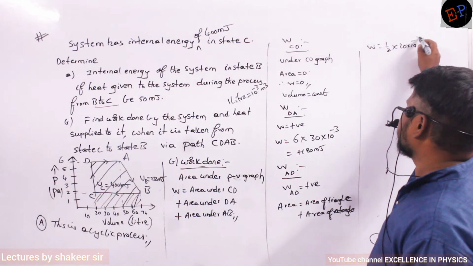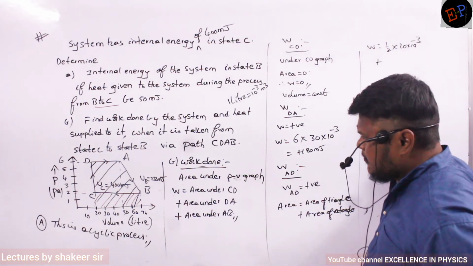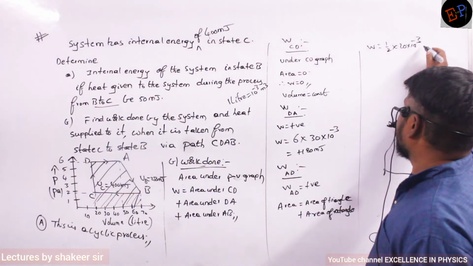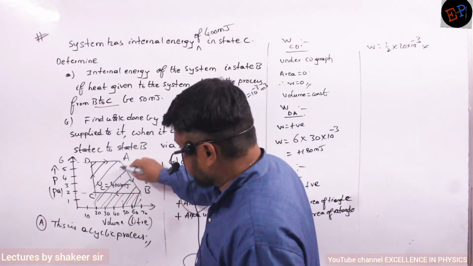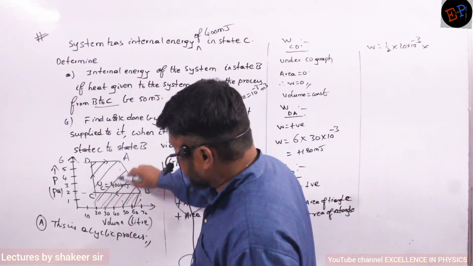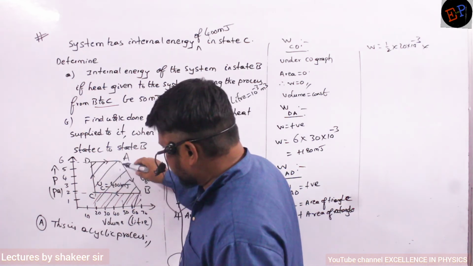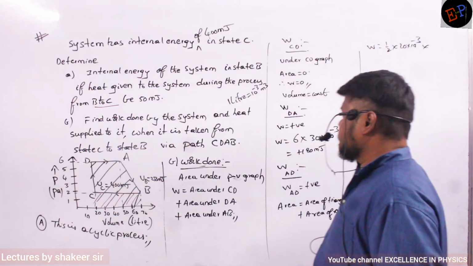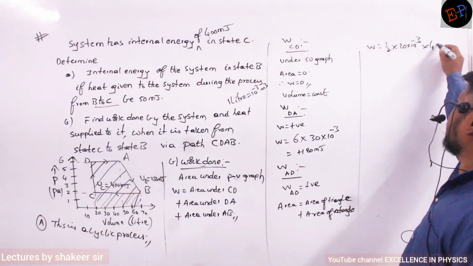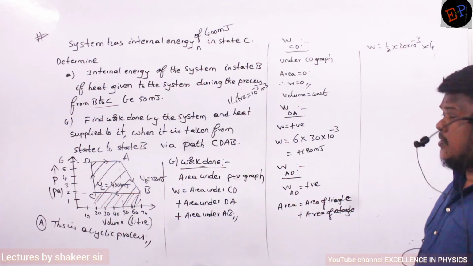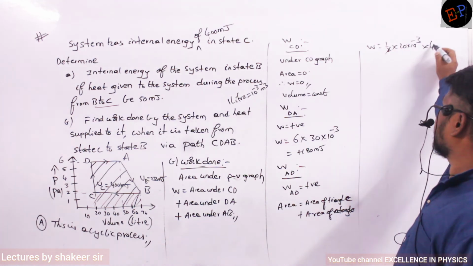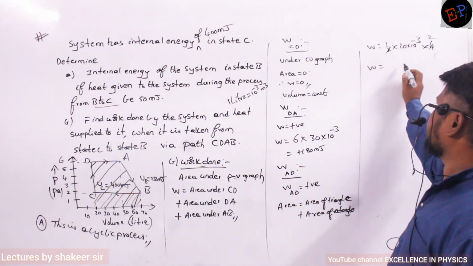20 into 10 power minus 3. Plus area of the rectangle, half into base into height. Height is how much? I will take the height only from here to here, because this is the triangle which I am taking. Only this height I will take. What is that height? 6 minus 2, which is 4. It is given in SI units only, so no problem. So 2 ones are 2, 2 twos are 4. So work done is how much?